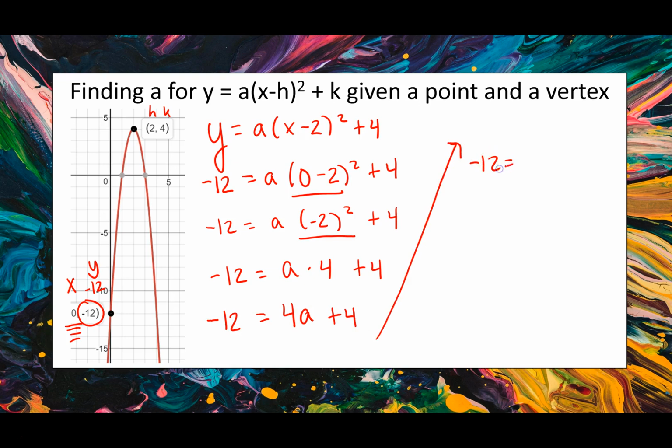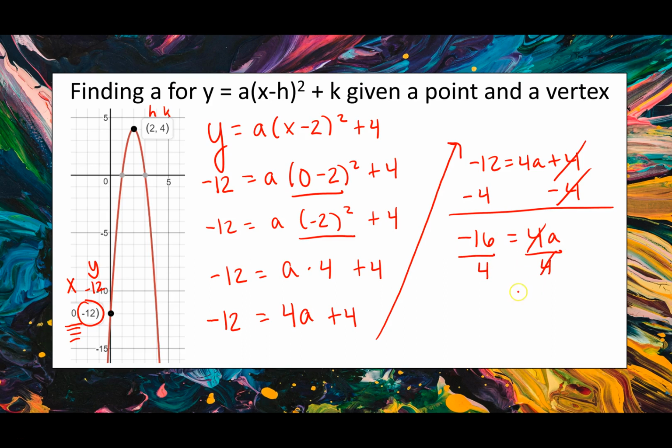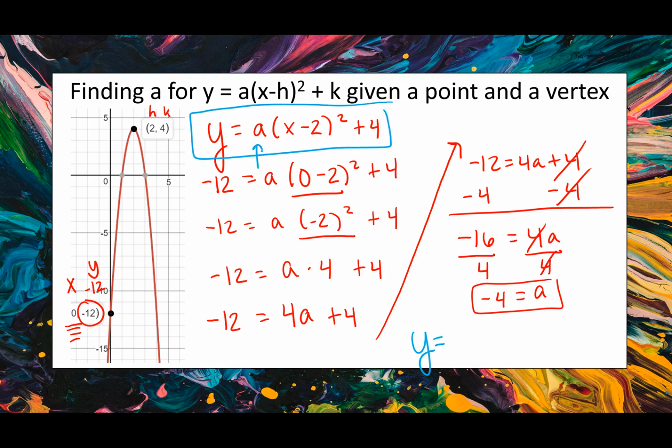Let's go ahead and solve this. I'm just rewriting it for sake of space. Subtracting 4 from both sides: negative 16 equals 4a. Divide by 4, and our a is equal to negative 4. It's always good to pause and say, does that make sense? Does this look like a narrow, sad face, like a negative 4 would imply? And the answer is absolutely, so we know we're in good shape. My final answer is going to be just like this, except plugging in for a, so that's y equals negative 4 times (x minus 2) squared plus 4.